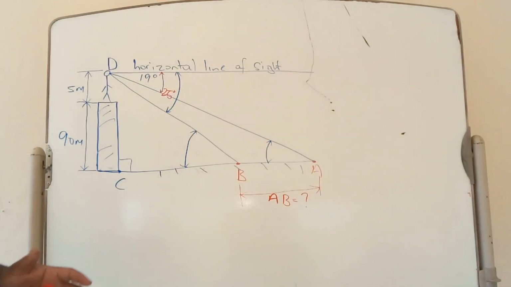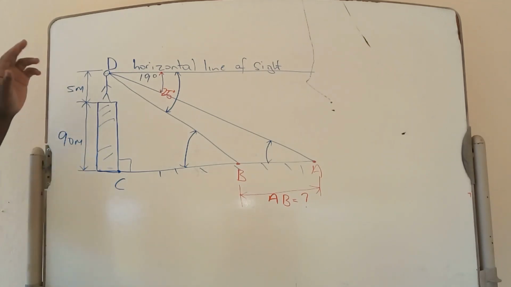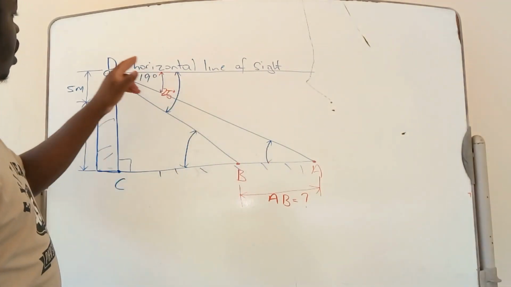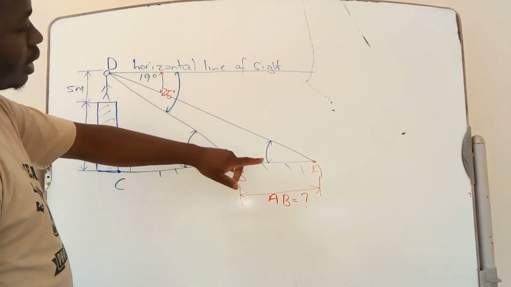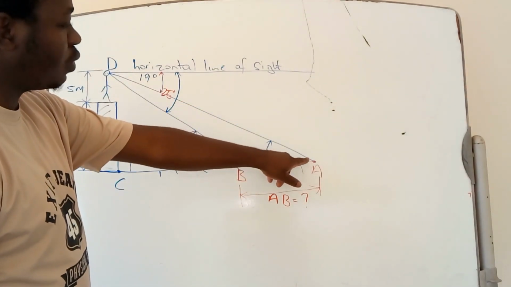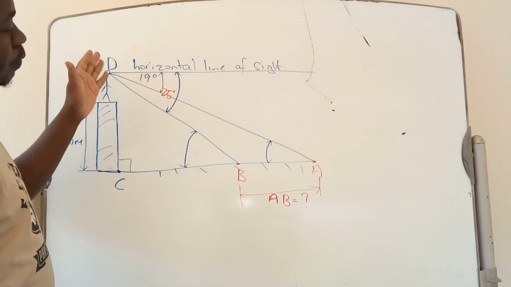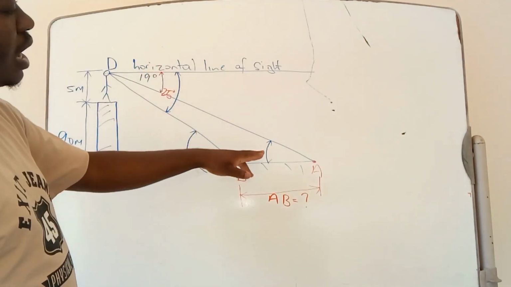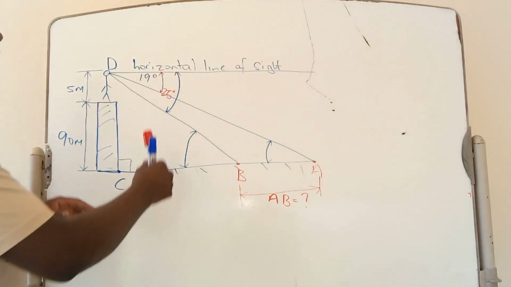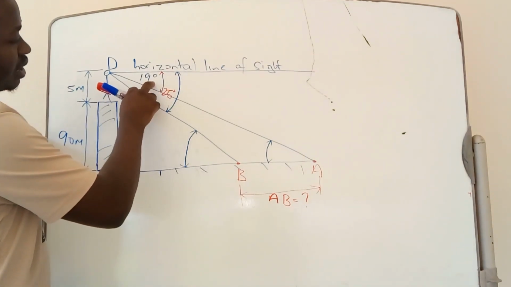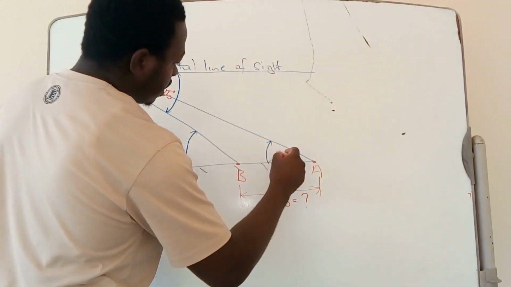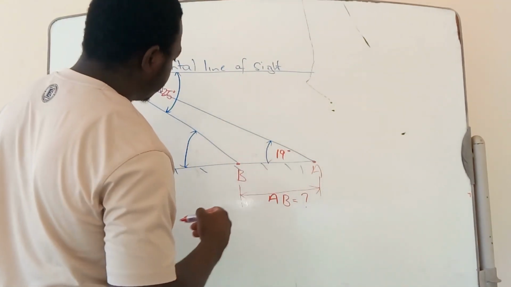One fact that you can draw on is that the angle of depression is equal to the angle of elevation. So here we have a depression coming down, but from this point we have an elevation going up. So we know that the angle of depression is equal to the angle of elevation. So this angle here is 19, so this one is going to be 19 as well. So this is going to be 19 degrees.